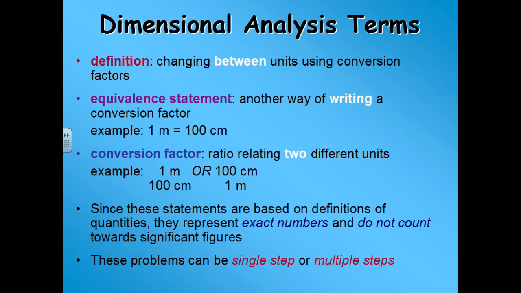Conversion factors are just ratios, and they can be written with one half of that equivalent statement in the numerator, or the other half in the numerator. But basically, one's in the numerator and one's in the denominator, and you use the one that makes sense for the conversion you're trying to complete. These conversion factors are defined quantities, so they do not have significant figures.